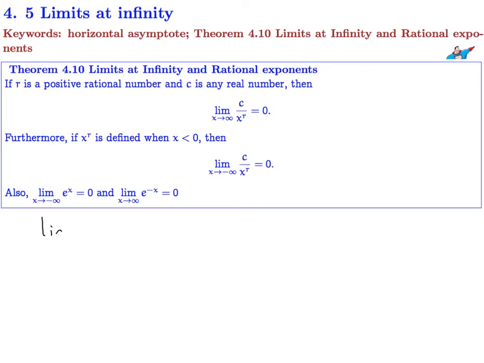Let's think about why this is true. So suppose you have yourself the limit as x approaches infinity of 75 over x cubed. Well, according to the theorem, this thing is just going to be 0. But why is that true?